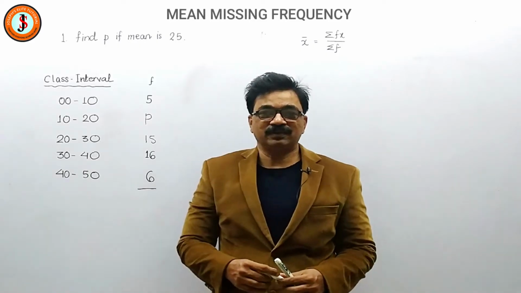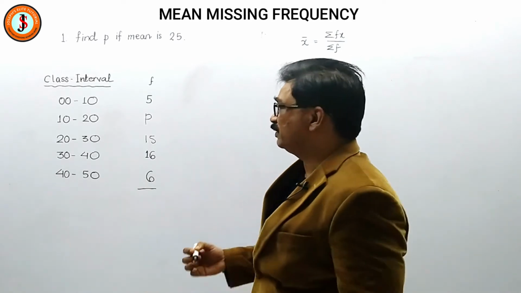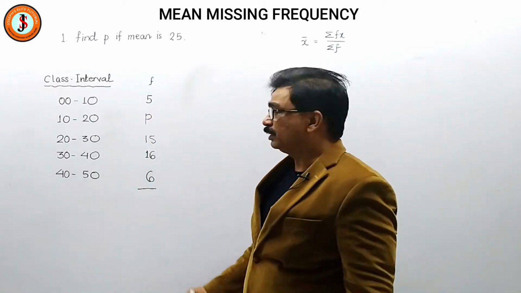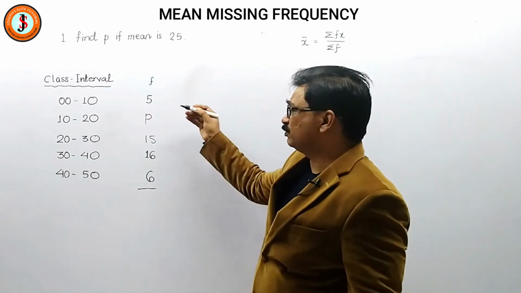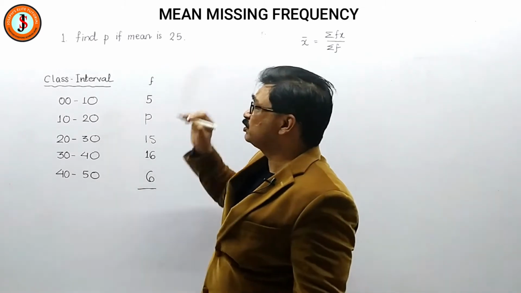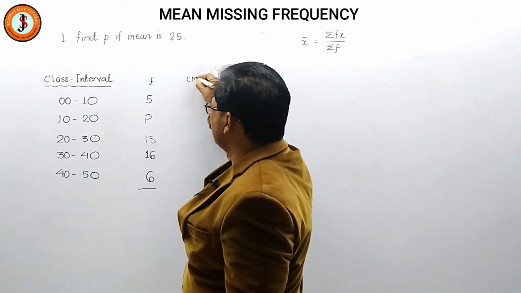Welcome to the JEE classes, and we are dealing with a few problems on mean. So here we have got a table. In the table we have got a missing frequency which is called P, and they are telling us to find P if the mean is 25. So we follow the normal rituals for finding out the mean.